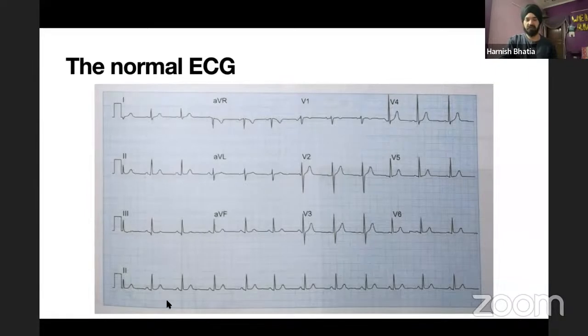Okay. And this is normal axis of the heart where AVF is also positive. 1 is positive, 2 is positive, 3 is positive. AVL is also almost positive and AVR is negative. This is the normal axis of the heart. Okay. We will see the normal ECG again in detail in next class, but this is about it.